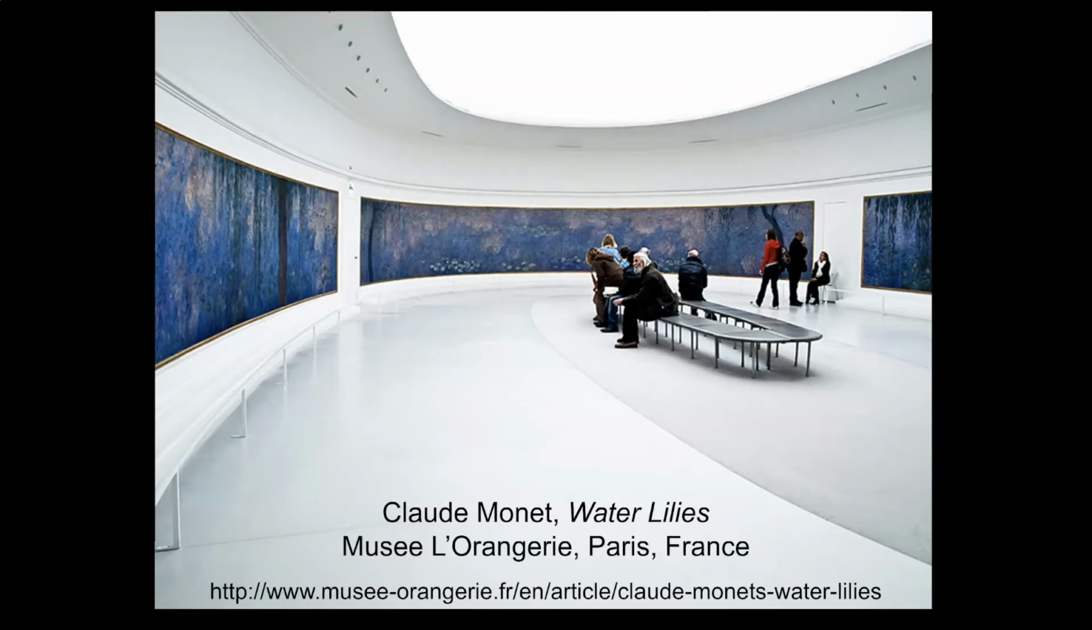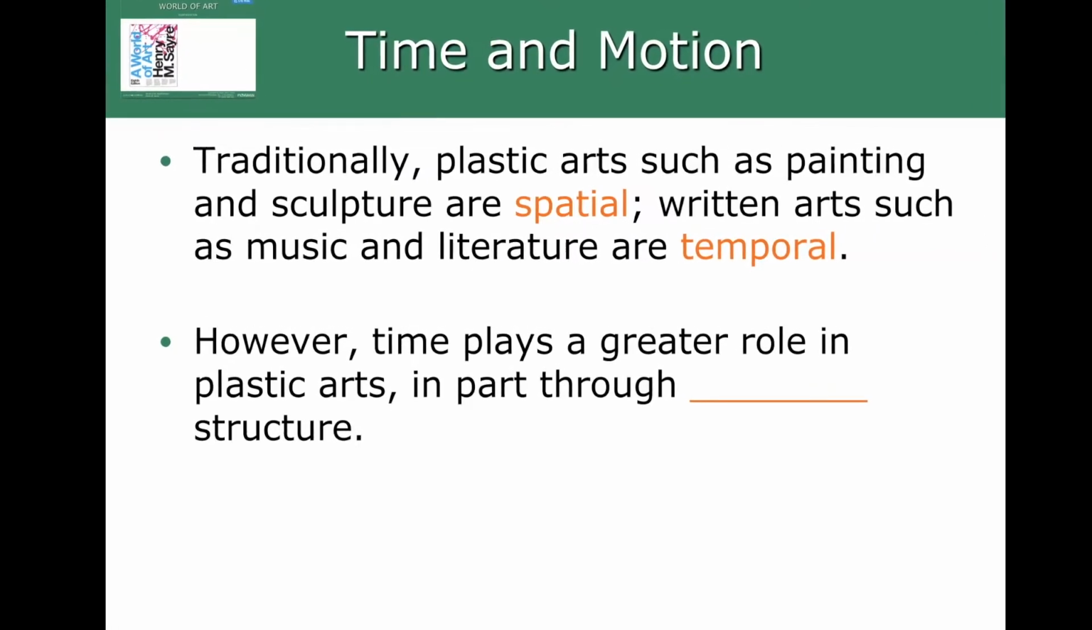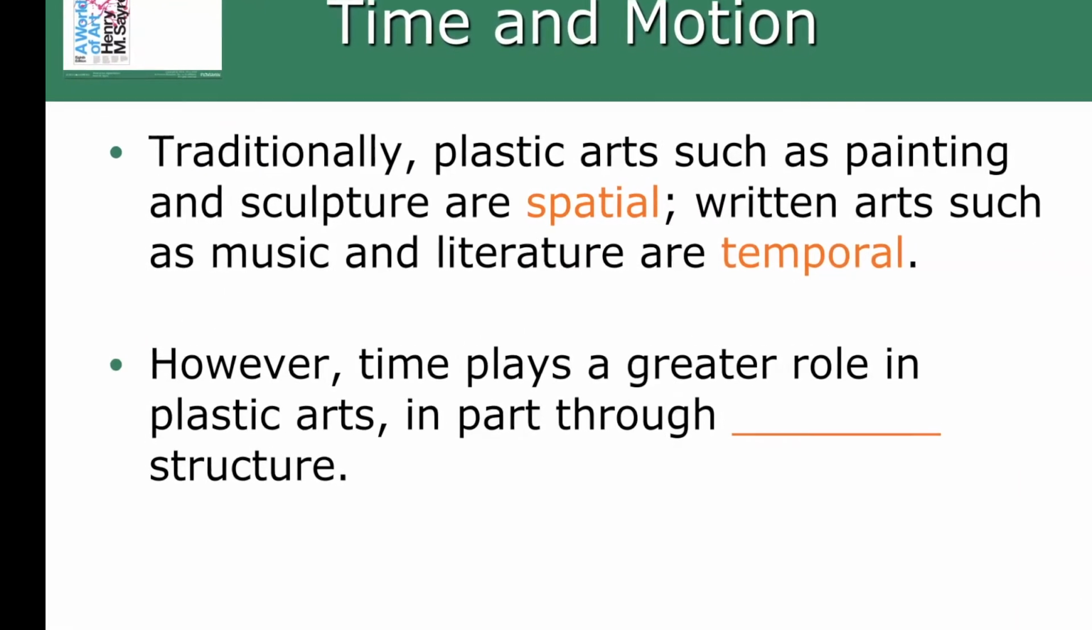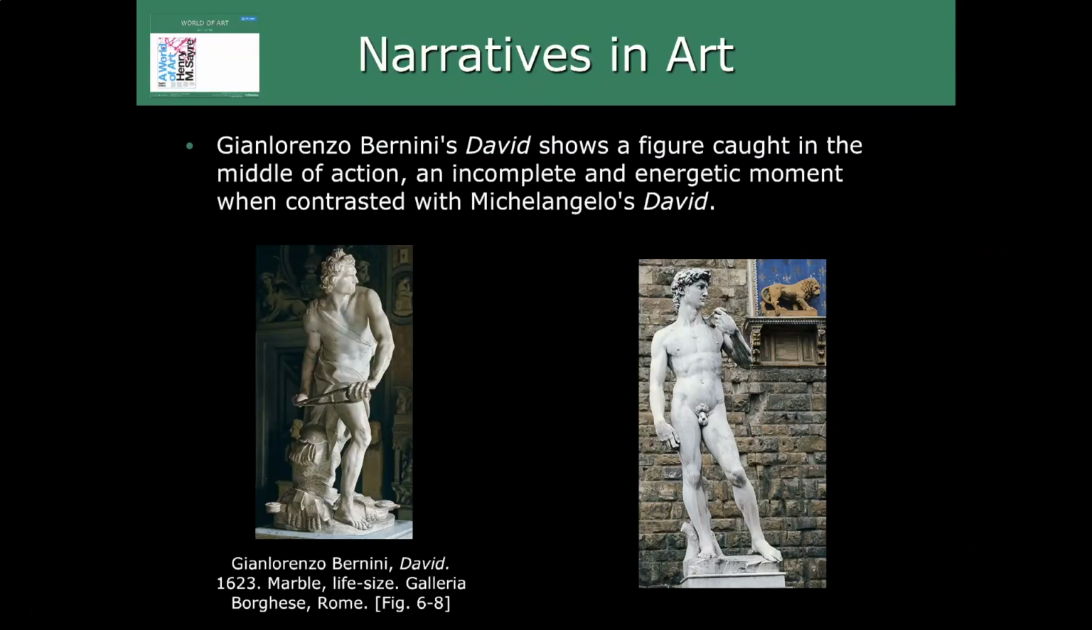This installation of Claude Monet's water lilies in a room built especially for this display can be considered temporal, since it's impossible to view the entire set of images at once. They surround the viewer. There are other exceptions, too. Often there's an implied narrative in a spatial work of art that evokes the passage of time as we construct the narrative in our thoughts.